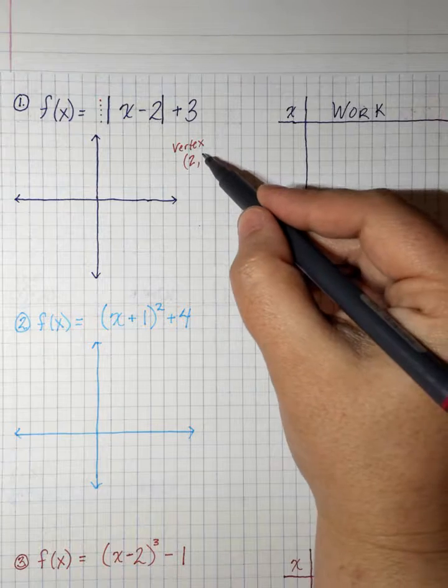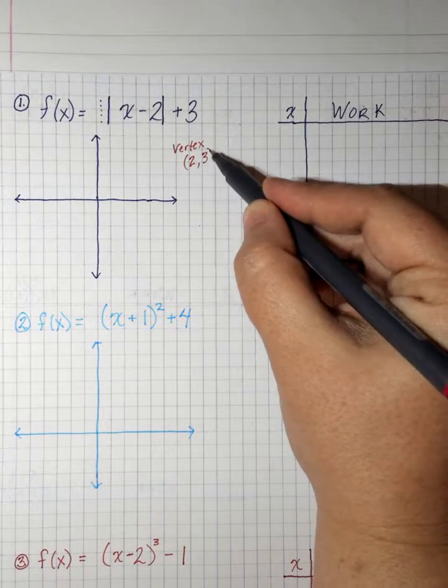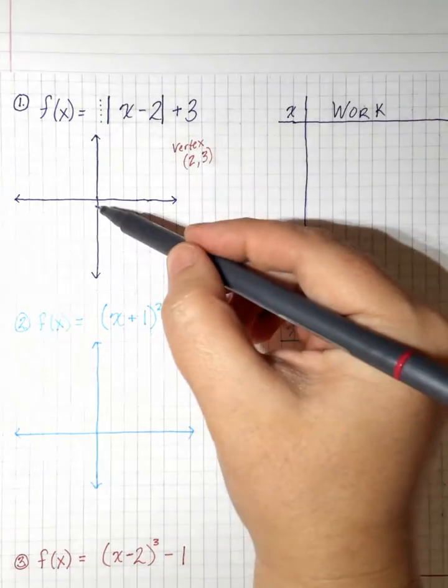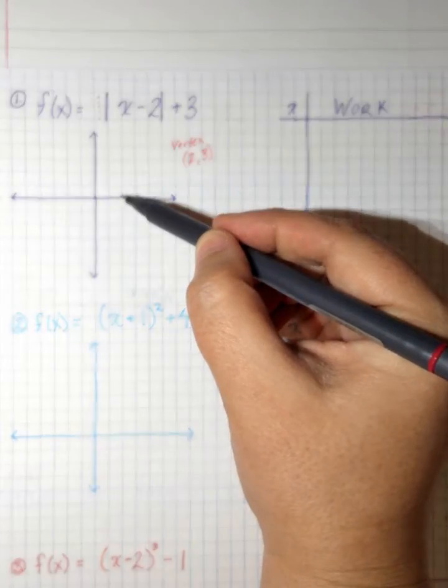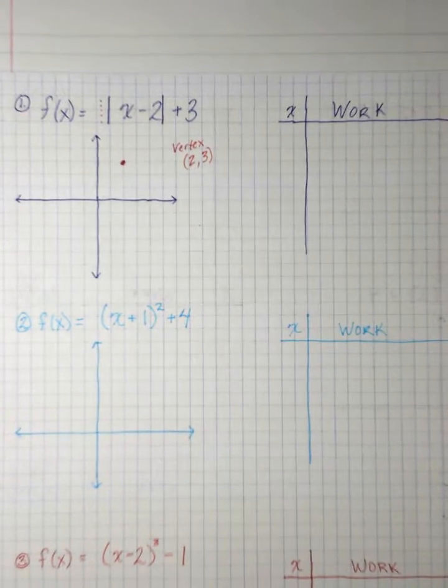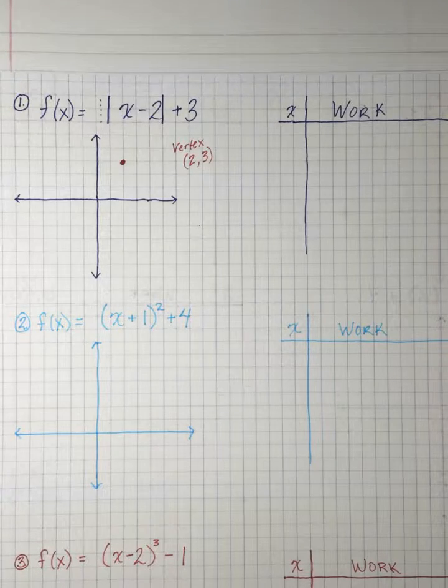It's a positive 3. That means that we're going to take this graph, the parent function, and we're going to shift it right 2 and up 3. So right 2, up 3, and this is going to be the very first point of my absolute value function graph, the very first point.